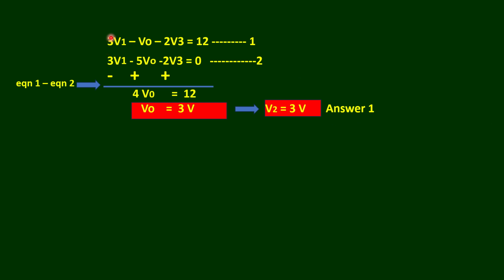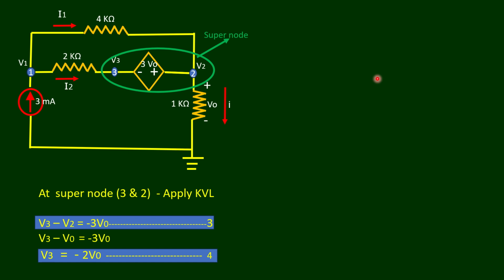So we take the first equation as well as the second equation. If you subtract the second equation from the first equation, changing the sign, when you add these two, we get 4V0 equal to 12. So V0 is equal to 3 volts. That means V2 is equal to 3 volts. So we got this first answer.